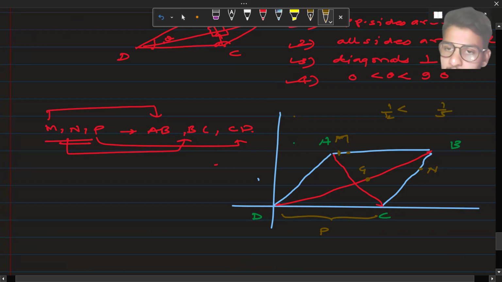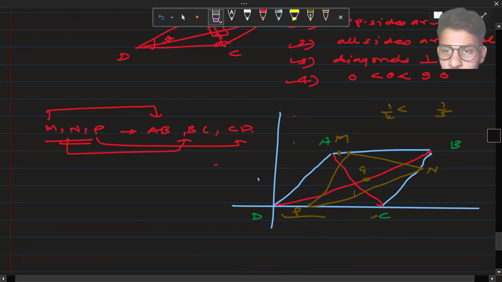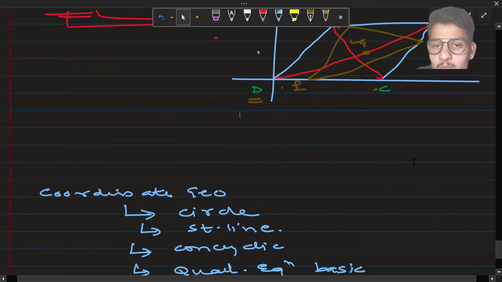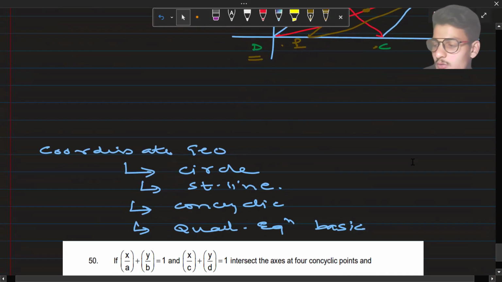How? Because the MNP centroid is given, that is on the BD. G is given, M is given, and N is given. Now you need to find P. M is given, N is given, and G is given as lying on BD. So it's kind of a locus problem, okay? It's kind of a locus problem.